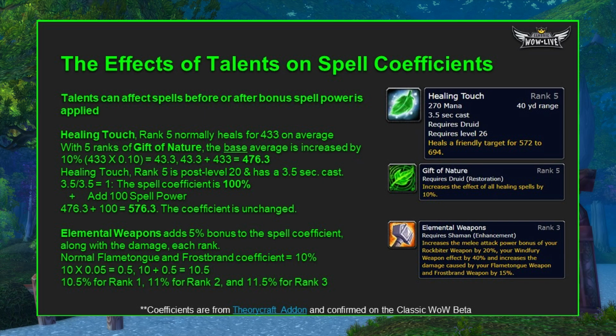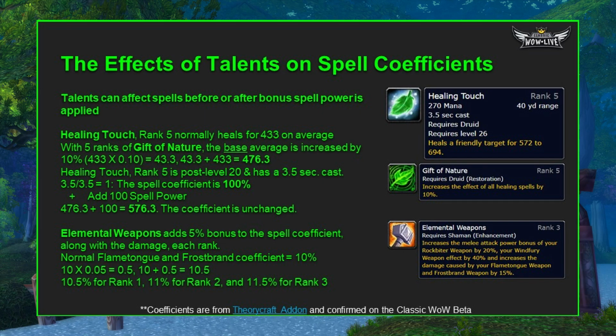Finally, let's go over how talents can affect spell coefficients. In Classic WoW, there are two ways talents can affect them, either before or after bonus spell power is applied. For healing spells, generally, spells are affected before bonus spell power is applied. We can use Healing Touch rank 5 as an example here. Normally, it heals for 433 on average. However, with 5 ranks of Gift of Nature, a talent in the Restoration tree, the base average is increased by 10%. If we multiply 433 by 0.10, we get 43.3. We add that to the original average for 476.3 healing.